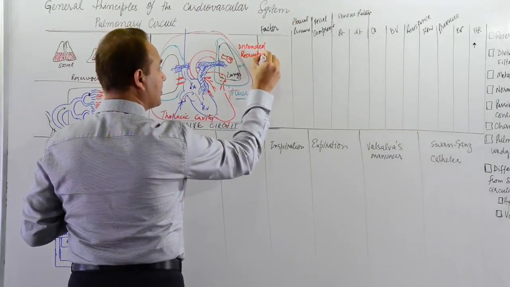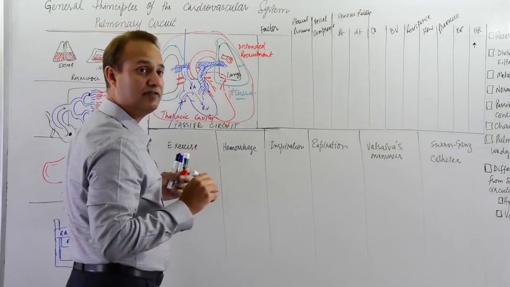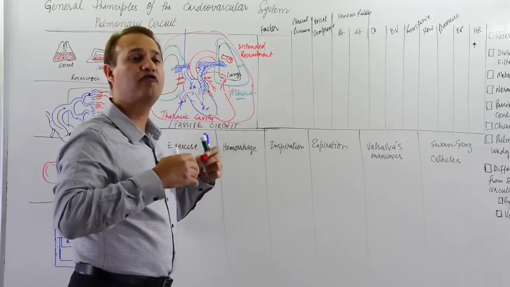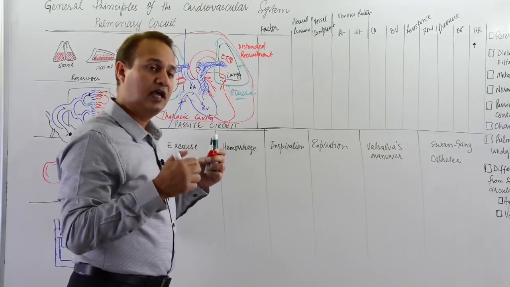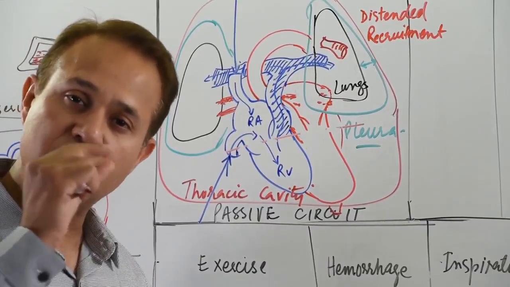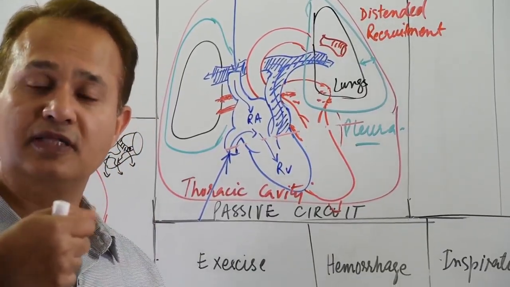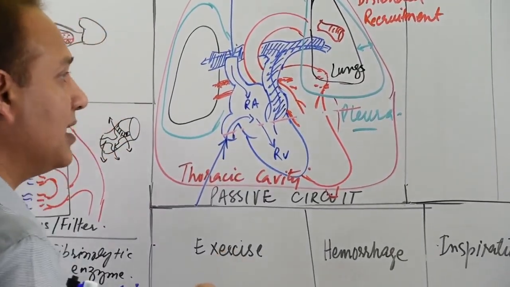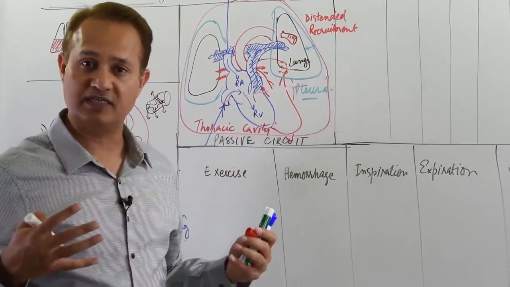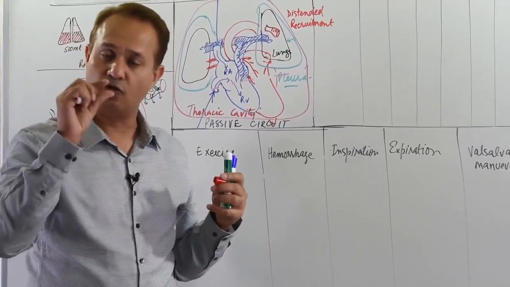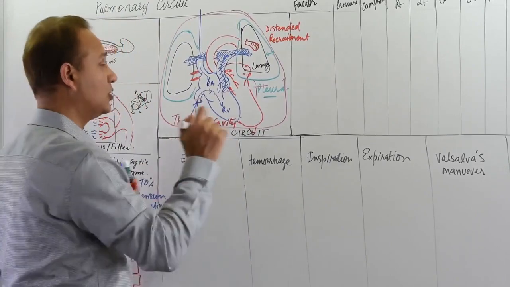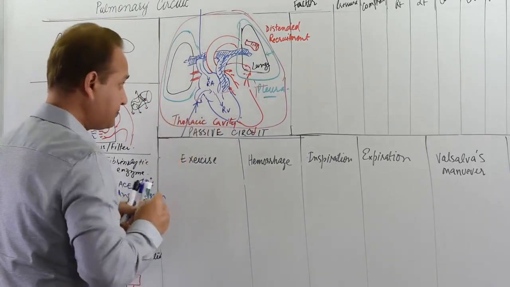Recruitment is, there are blood vessels in the pulmonary circuit that are normally closed or are not fully opened up. When there is expansion of the chest, these closed blood vessels are also pulled open. That is called recruitment. So please remember that the lung vasculature increases its capacity by distending the existing open vessels and by recruiting closed vessels. These two are really important factors to keep in mind.